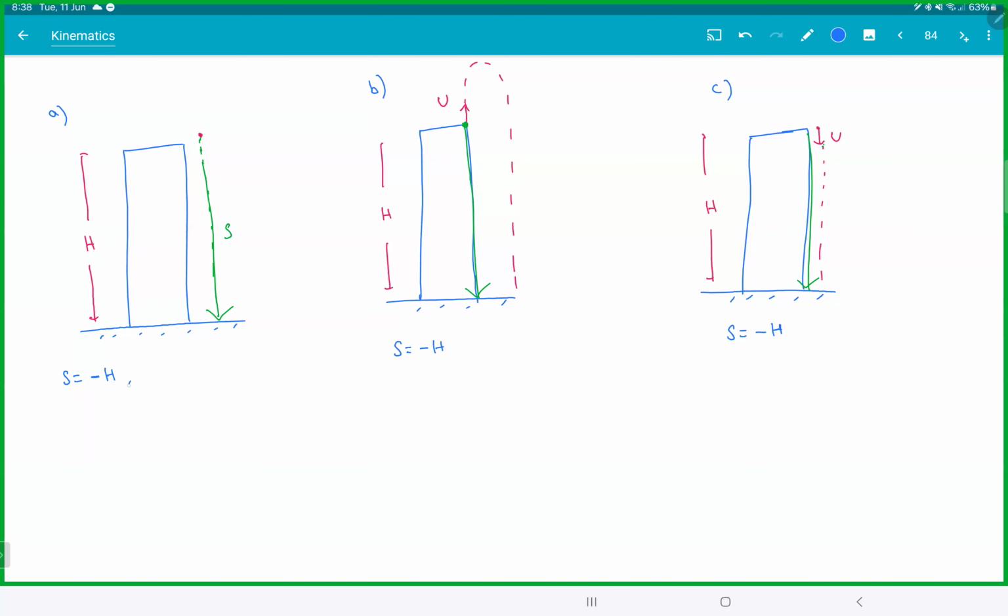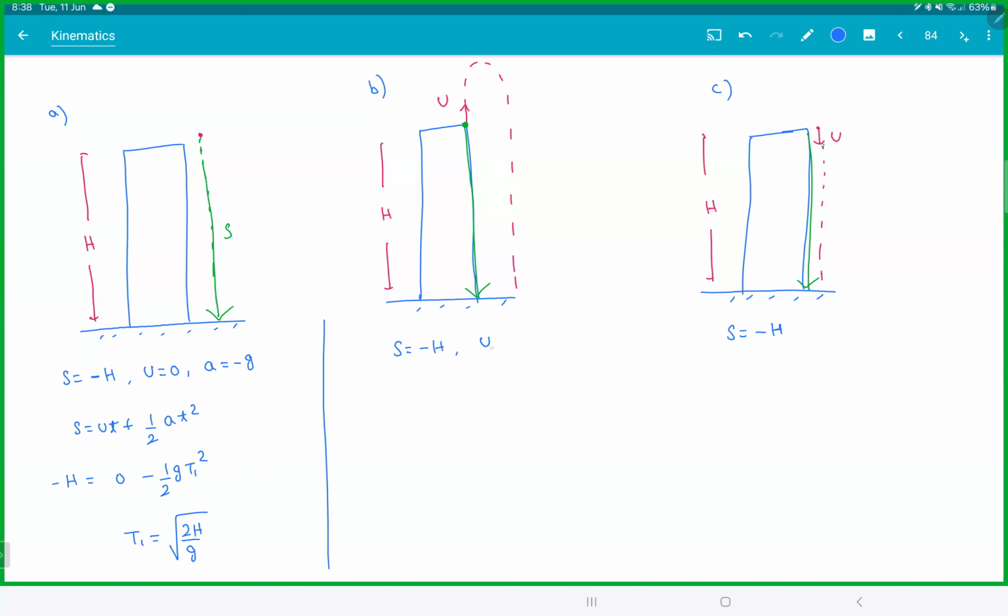Now, what is the speed here? u is equal to 0. What is the acceleration? Minus g. That's your data. You want to find time. So s is equal to ut plus half at square. Minus h equals 0 minus half g t1 square. Therefore t1 is root 2h by g.